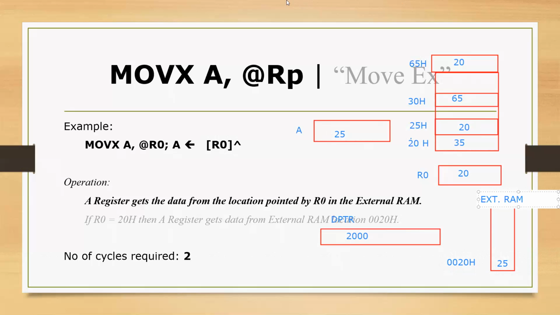And what we have written here is the internal RAM. So this is the space in the internal RAM. And here now what we are talking about is the external RAM. So the content of 20 hex in the external RAM, that is 0020 hex, and the external RAM, that is 25, is copied to register A. This requires 2 cycles.